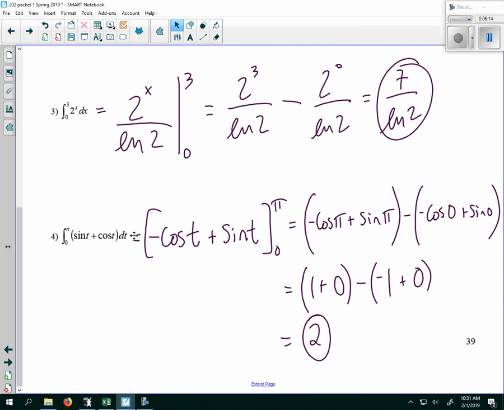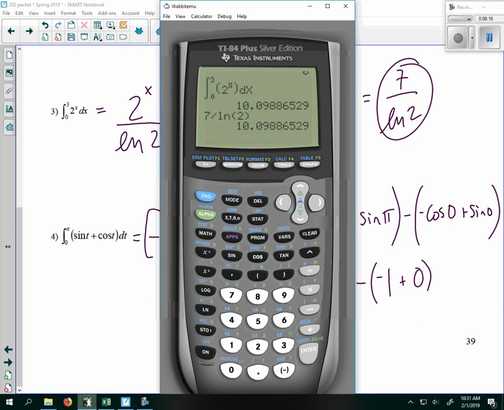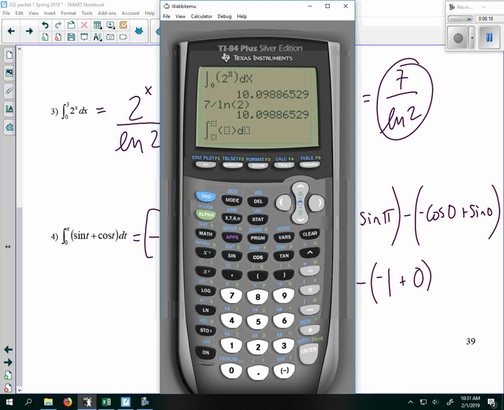Quick check on the graphing calculator. 0 to pi sine x plus cosine x. Notice I'm using x's, not t's, because my graphing calculator has an x button and not a t button. And I get 2. Good.